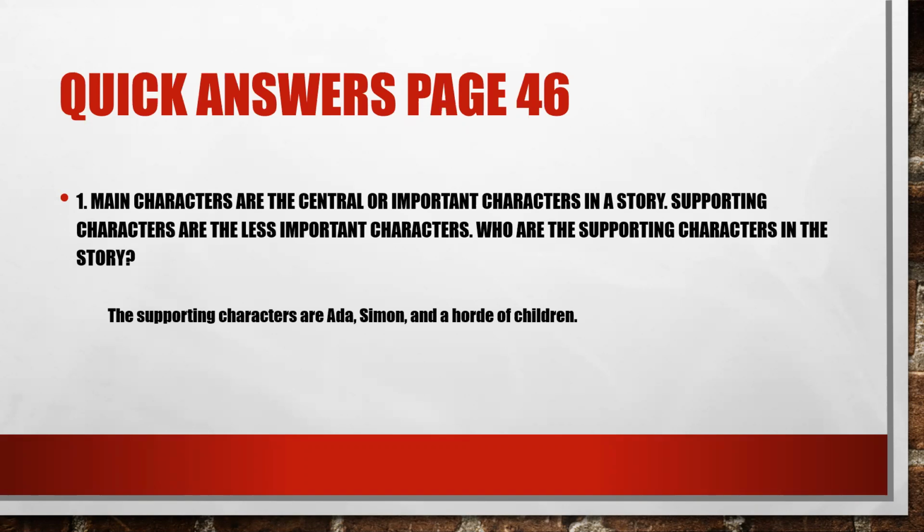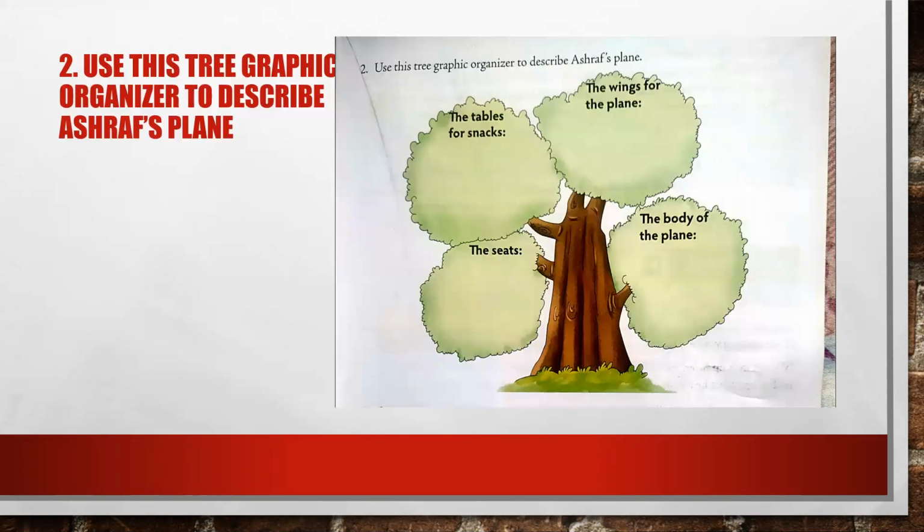So here's the answer. The supporting characters are Ada, the bus driver, remember? Simon, and a horde of children, a group of children. And then you have this graphic organizer. The second question in your textbook, use this tree graphic organizer to describe Ashraf's plane.